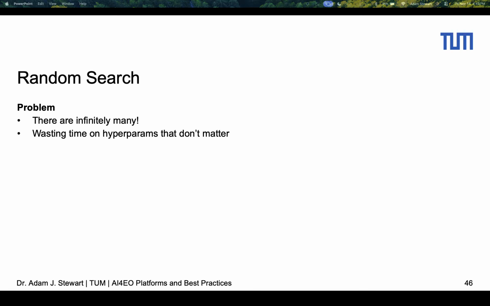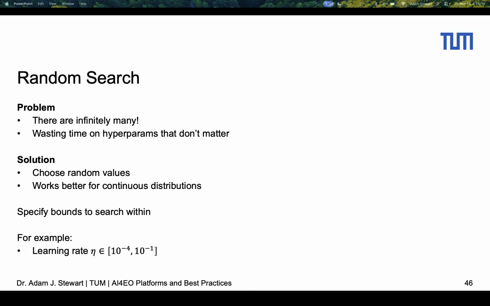Again, there are infinitely many, and you might end up wasting time on hyperparameters that don't actually matter. In this case, and really only this case, it turns out that the dumb solution, just trying random values, actually works better than the structured grid approach. So instead of picking 10 values for x1 and 10 values for x2, I'll just pick 100 values for both. And I'll only specify the bounds within which to search.